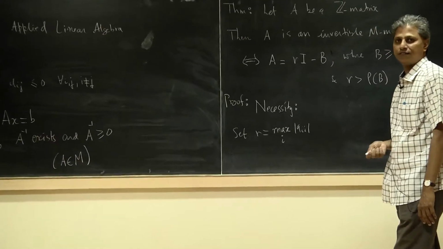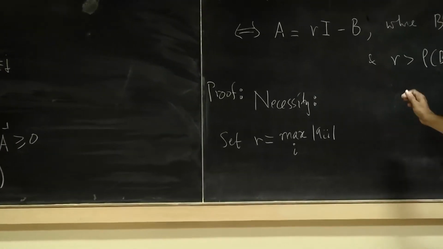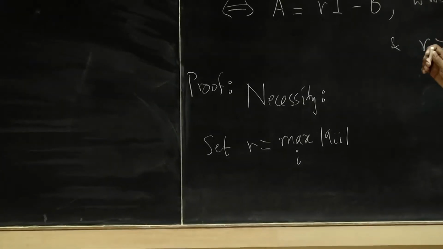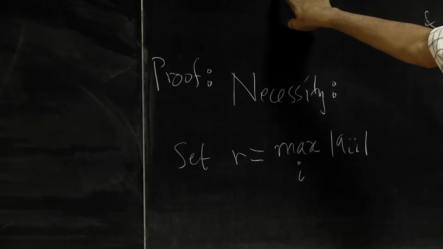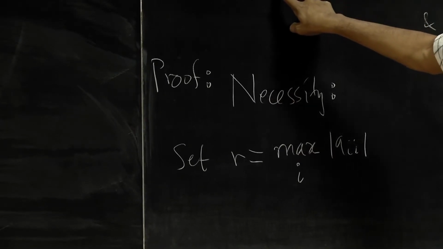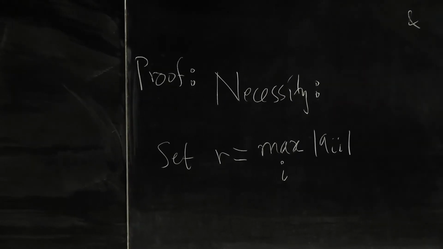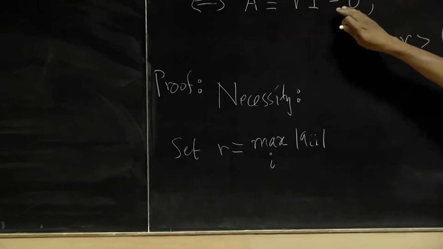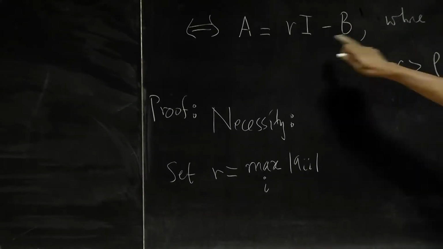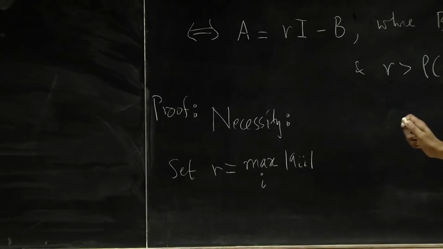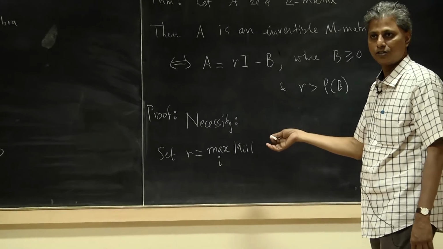Now, first observe that this must be positive. That is, observe that the diagonal entries of A cannot be 0. In fact, they should all be positive. I am assuming that A is an invertible M matrix. I want to show that A has this representation where B satisfies this condition and R satisfies this condition. Can you see that the diagonal entries of A must be positive?